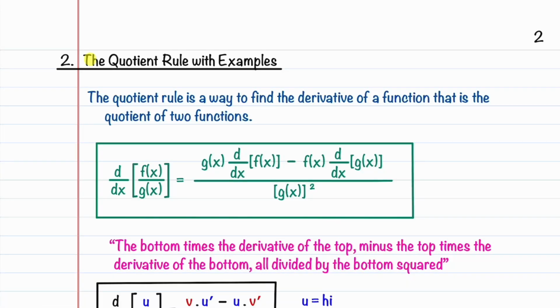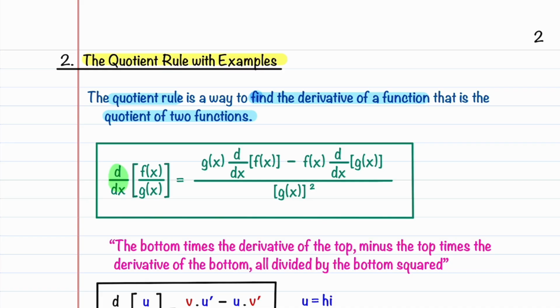Let's now learn about the quotient rule and walk through some examples. The quotient rule is just a way to find the derivative of a function that is the quotient of two functions. That means we're just going to be finding the derivative of two functions that are divided by each other. Let's now look at our formula.